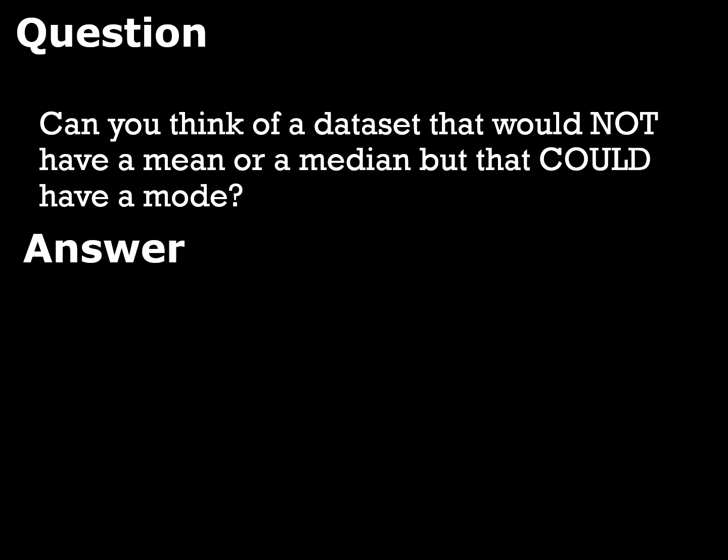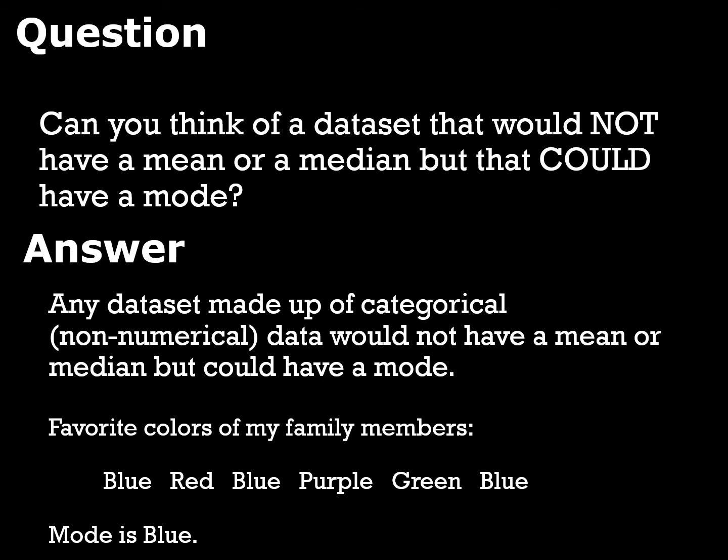Okay, now here's a question that's similar to one we've already asked, so I think you'll be able to get it this time if you weren't able before. Can you think of a data set that would not have a mean or a median, but that could have a mode? I actually put this in here forgetting that I already had that slide from before. But as extra emphasis, hopefully you know the answer: if we have a data set made up of categorical data, it wouldn't have a mean or a median, but it could have a mode if something appeared more than the others.